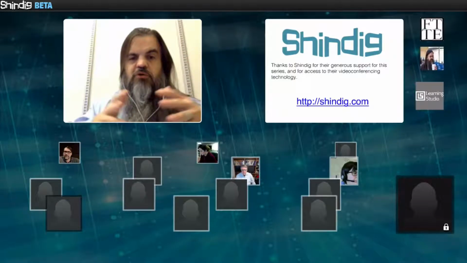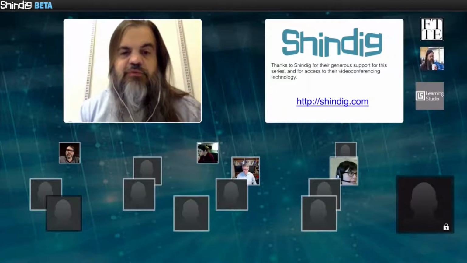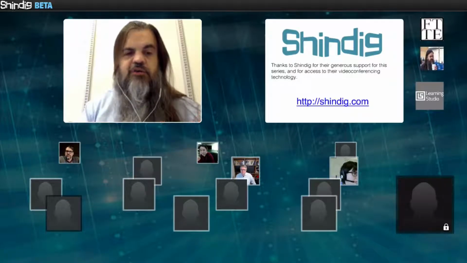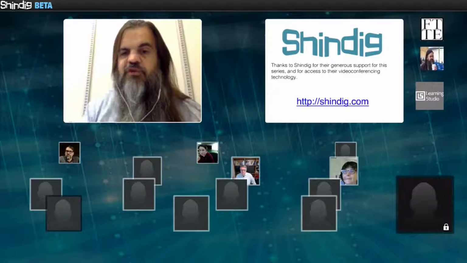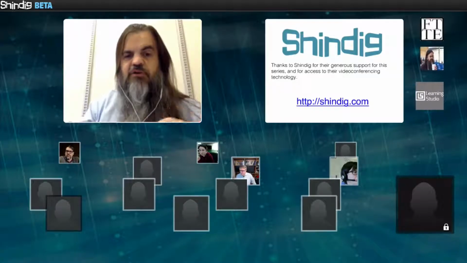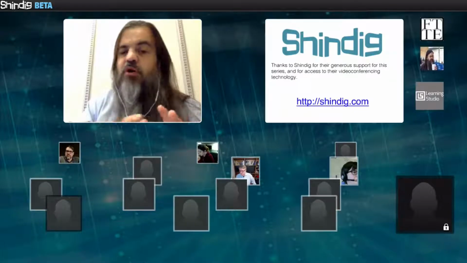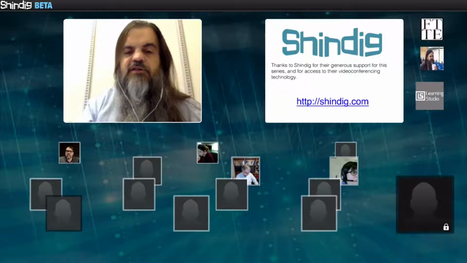I think of this as the participant swarm. This is where every person who shows up is visible, either as a gray silhouette or as a picture or as a video feed. So you will watch as we go on that people will begin to move back and forth, kind of like people at a party or at a concert. This is where most of the people will be.